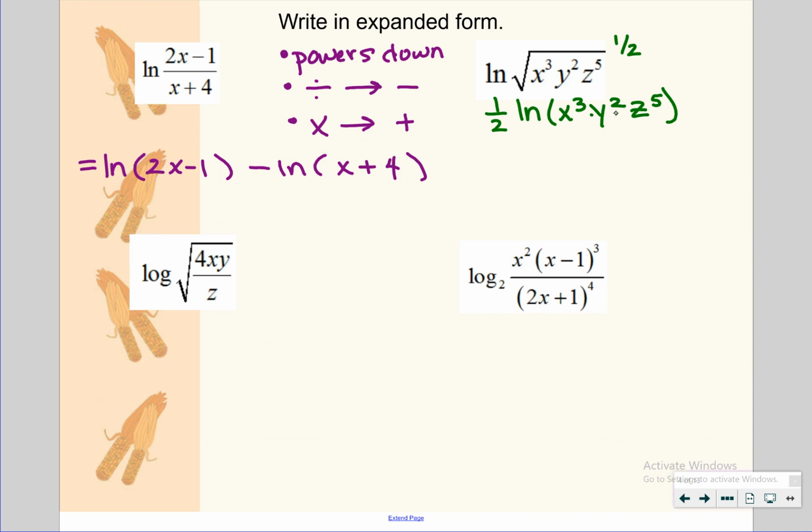Okay, and that's the only thing that's happening there. It's one big product. Everything's multiplied. So all of those multiplications are going to turn into what? It's going to change into addition. That 1/2 I brought down is going to apply to everything.